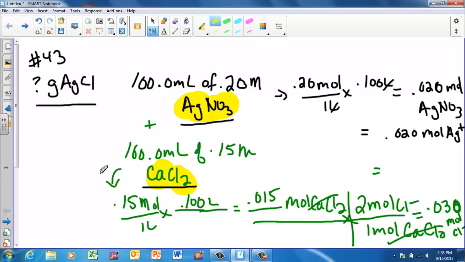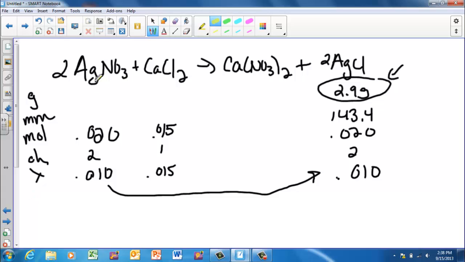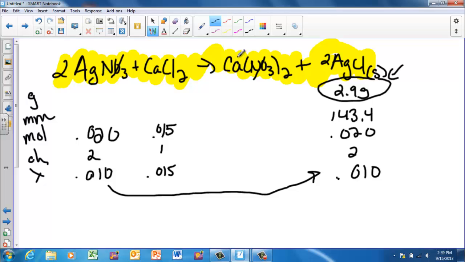Now, I'm going to come back to the math here in just a second, but I'm going to talk you through the molecular and net ionic equation for just a second, because you're going to need both of them in this reaction. Your molecular is silver nitrate plus calcium chloride gives us calcium nitrate and silver chloride. This is a very straightforward precipitation reaction. This is the solid, and the spectator ions here would be nitrate and calcium.